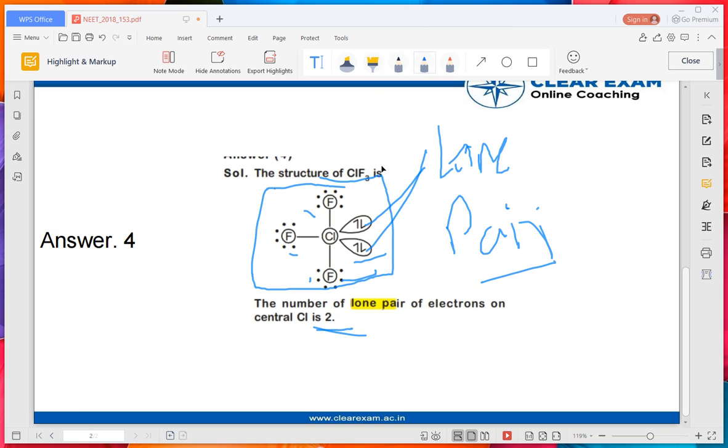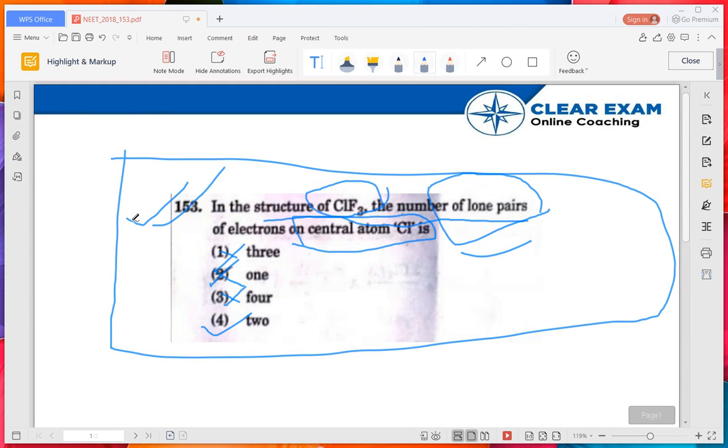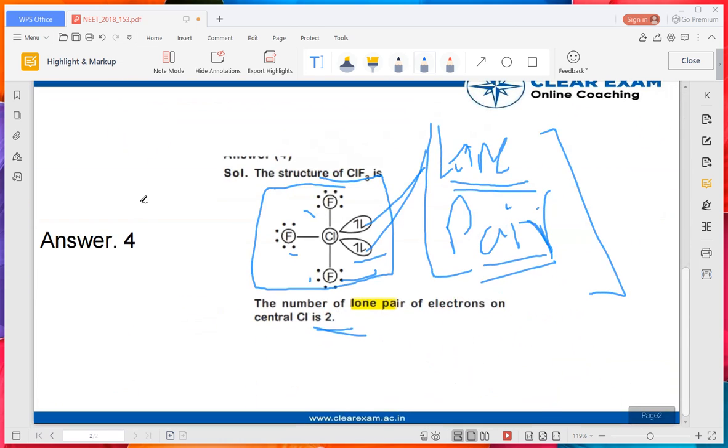And this type of question is easier and easier because of its simplicity. NEET is easy to crack, in physics and chemistry also, but you just have to learn all these things.